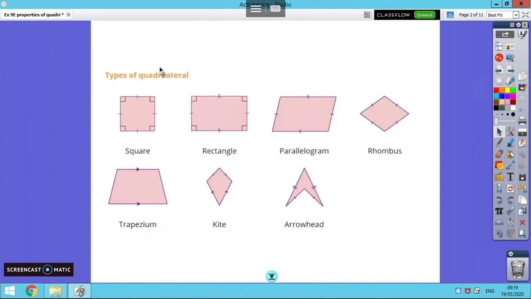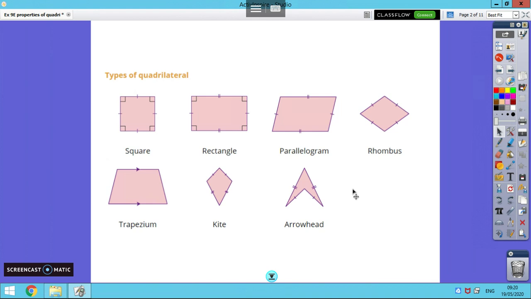So quadrilaterals, we know, are shapes that have 4 straight sides and 4 angles. Now each of these is a type of quadrilateral. You've got a square, rectangle, parallelogram, rhombus, trapezium, kite, and arrowhead here. Now you'll notice that some of them have got dashes on them, and some of them have also got little right angles on them as well. So a square and a rectangle are the only shapes here that have right angles. The rest don't in these cases.